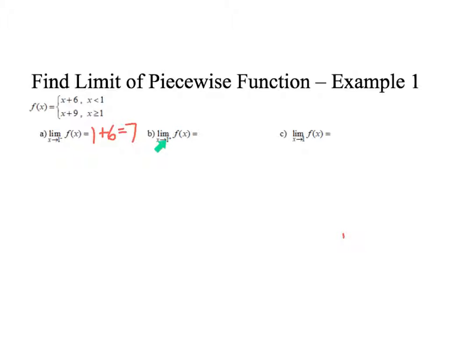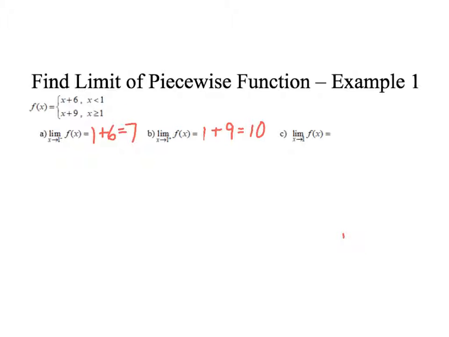Then, when we're finding the limit as x approaches 1 from the right, we want the x's that are greater than 1, so we will now use the x plus 9 equation and plug in 1 to that equation. So we get 1 plus 9, which equals 10.